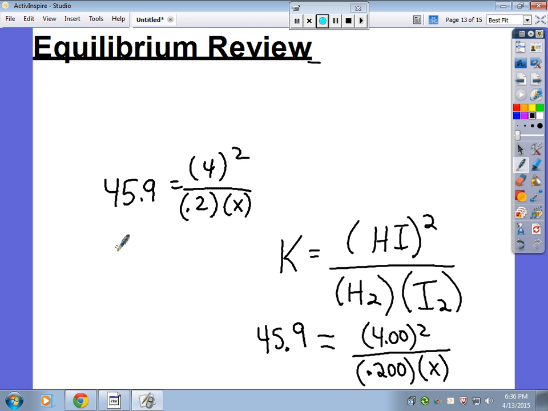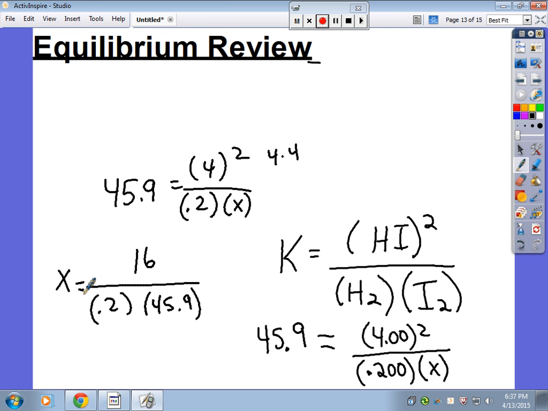So, what's 4 squared? 4 times 4? That's 16, isn't it, on top? I'm going to take that X and that 45.9, and I'm just going to switch places. It works mathematically. Promise. And then I'm going to go ahead and solve. And when I solve, I get a pressure of 1.74 atmospheres. And that's the value for my, what's my X? My X is my I2. And that's my partial pressure of I2.